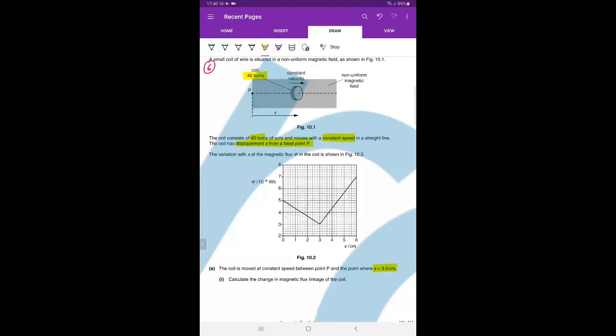First part में calculate the change in magnetic flux. Graph से देख लो. Your initial magnetic flux is 5 times 10 to the power of minus 6. Final is 3 पे चेक कर लेना. So change आ जाएगा.